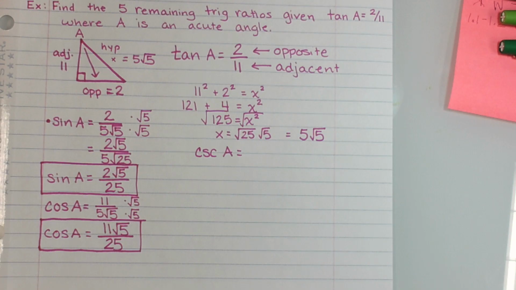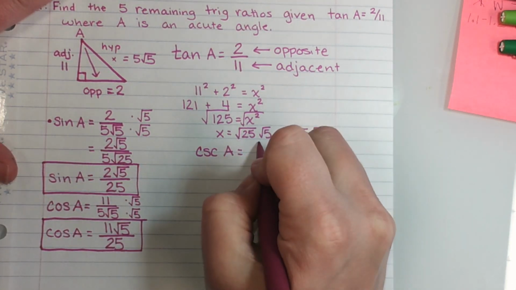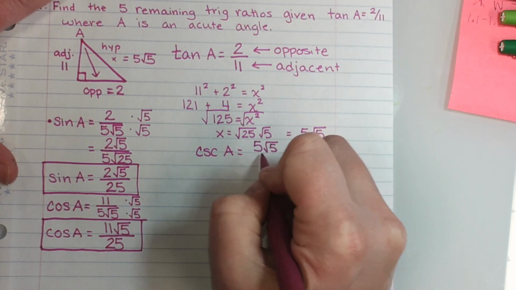if I take the original and flip it, do I have to worry about the square root in the bottom? No. It's already simplified for me. When you have these ugly looking ones, oftentimes if you had to rationalize the denominator, flip the original. You're saving yourself some work. The original sine of A was 2 over 5 root 5, so I'm going to do 5 root 5 over 2.